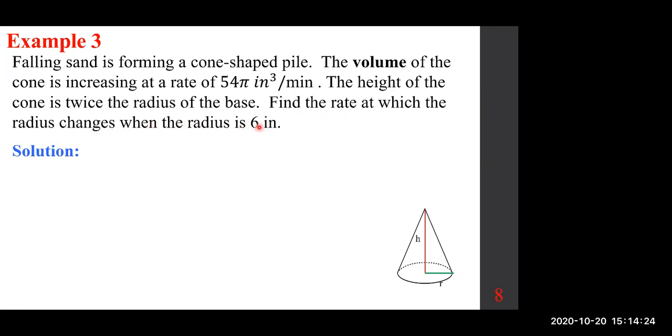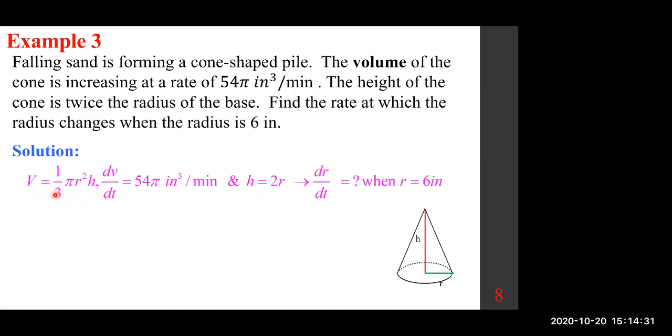So we want to translate this. I can't really emphasize this enough. First, the formula, a piece of information from geometry. Then the very first piece is dV dt, and don't forget that it has units, cubic inches per minute. In other words, the units of the volume per unit of time. Over here it says the height, h, is twice the radius, h is 2r. And then we want to find the rate at which the radius changes, that means dr dt, at a precise moment when r is 6.